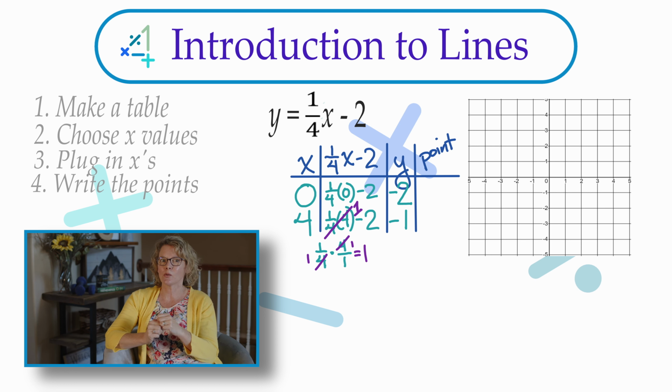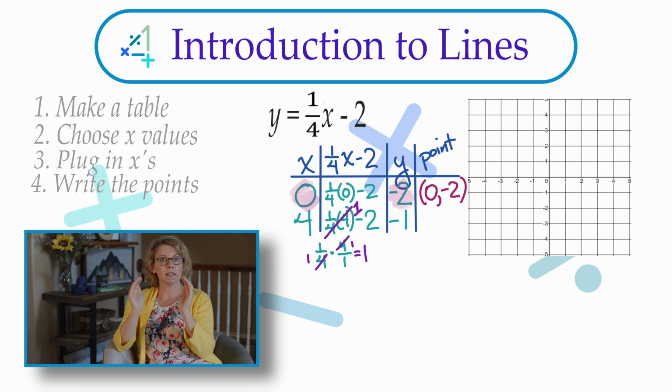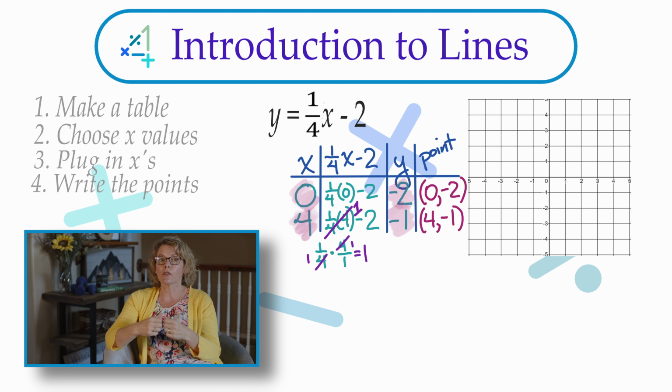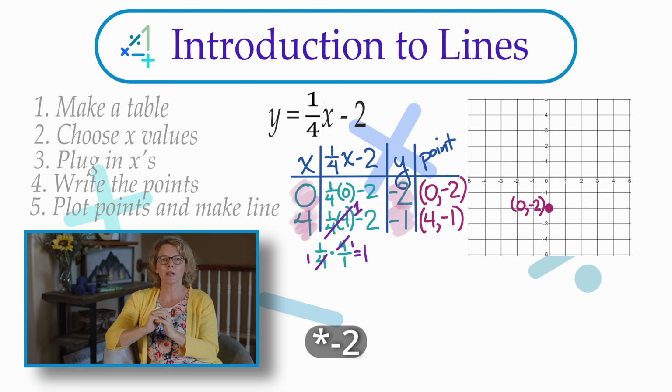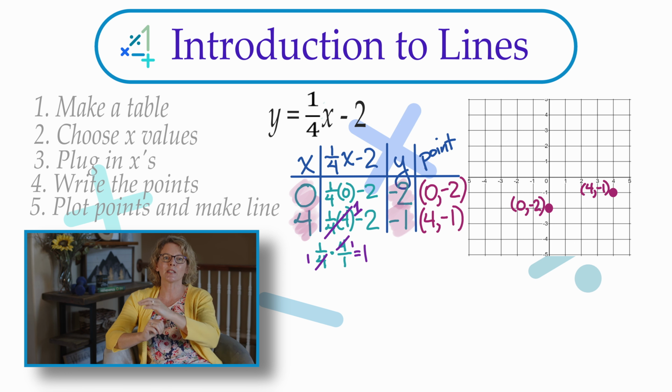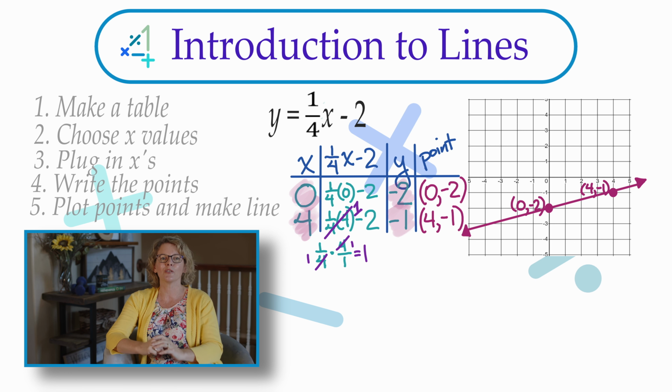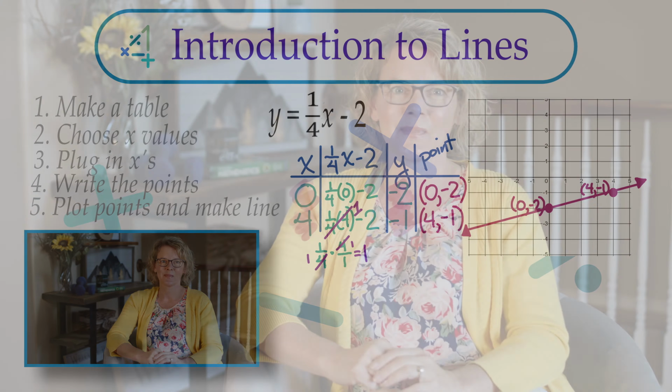Translating those x's and y's into points, I get 0, -2 and 4, -1. I could have chosen another x to try. I would have chosen 8 for another multiple of 4, but we know that it would just fit on my line that I'll draw in the next step. Plot my points. 0, -2 is here, and 4, -1 is here. Connect the dots for my line and then draw arrows, and it is done.